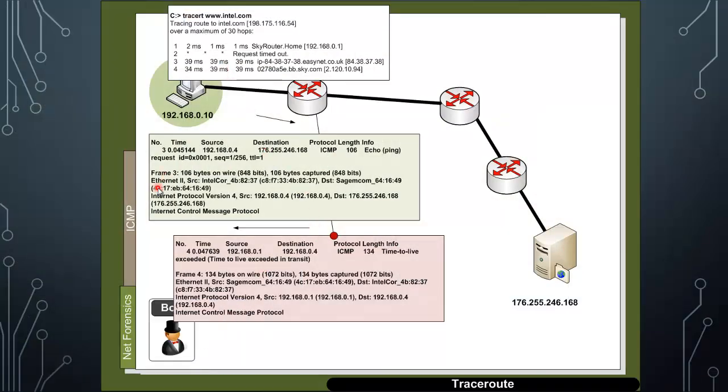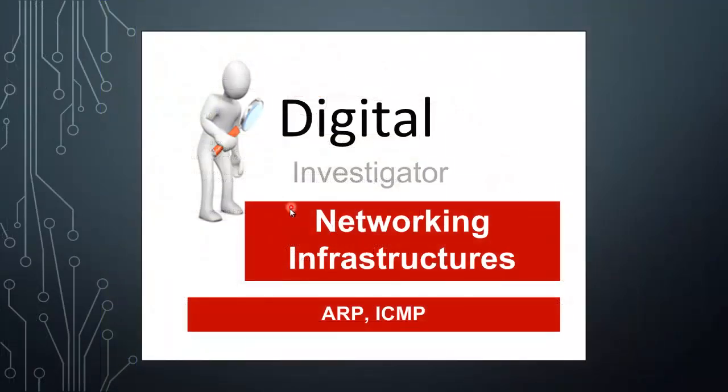Okay, so ping and traceroute are two important protocols that we can use. So really this presentation has given us an overview of two of the key protocols that we use. ARP, we can see especially, is so important on the internet, and ICMP.